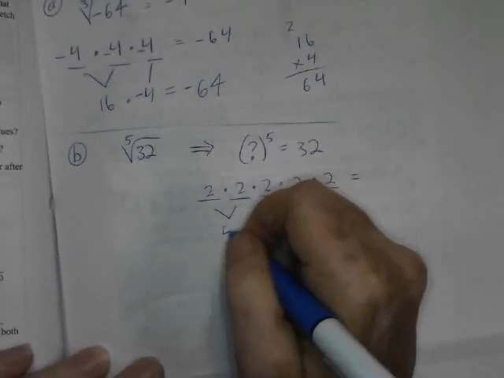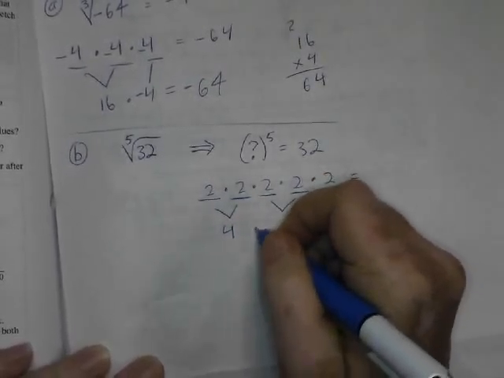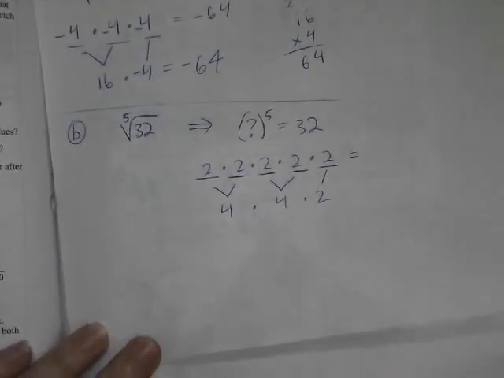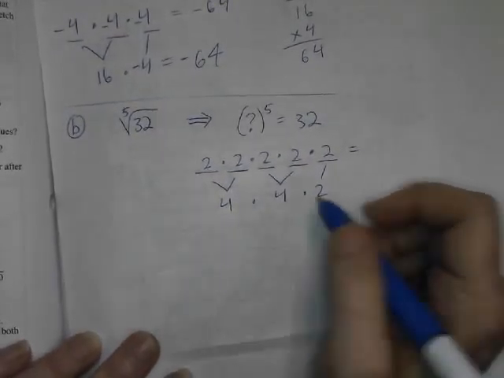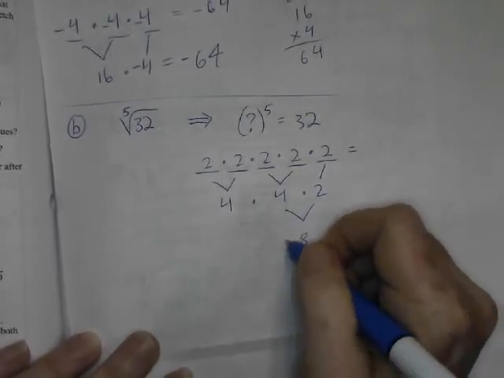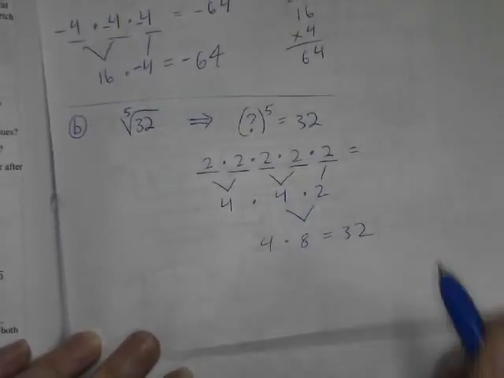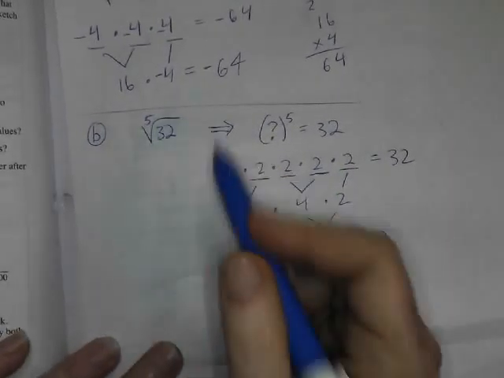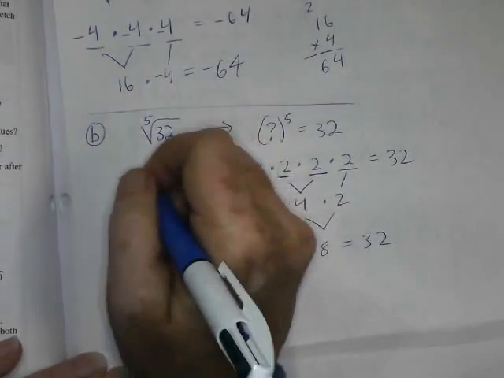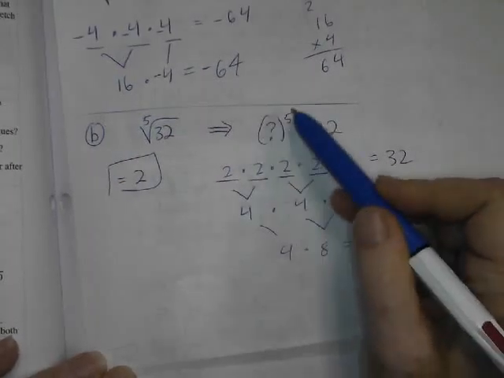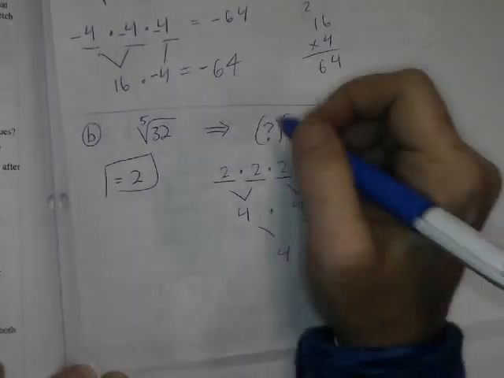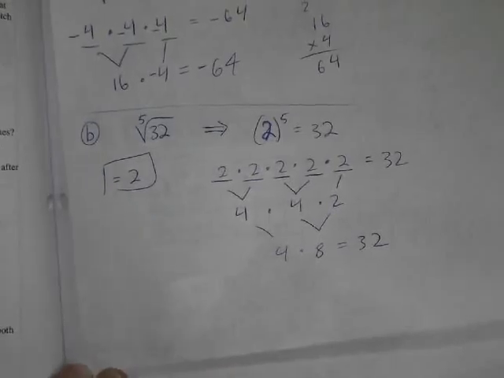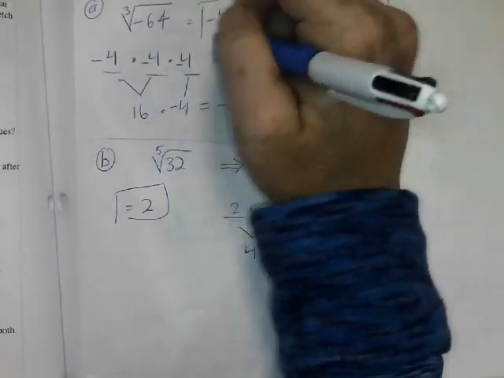So 2 times 2 is 4, and then these 2 together make 4, and then we'll just bring that one down. That's how I do it. And then 4 times 2, that's 8. 8 times 4 is 32. Yay, so we got it. So the 5th root of 32 is equal to 2. Or in other words, 2 to the 5th equals 32. So you just want to write your answer as 2, and in the last one, you wanted to write your answer as negative 4.